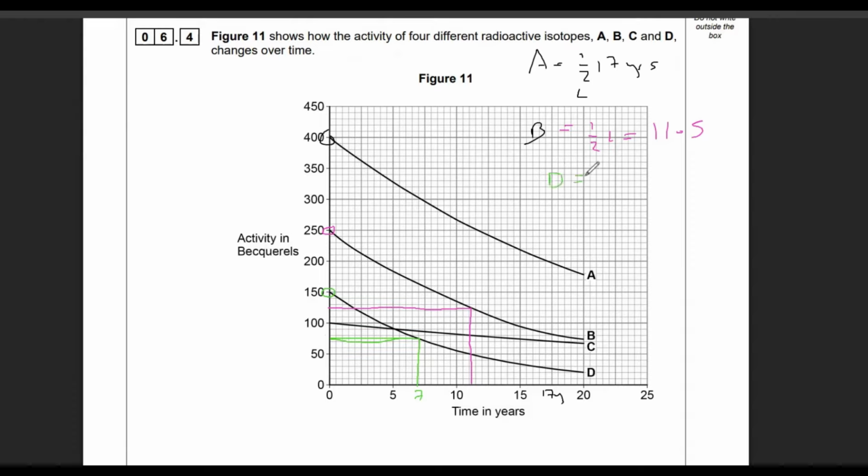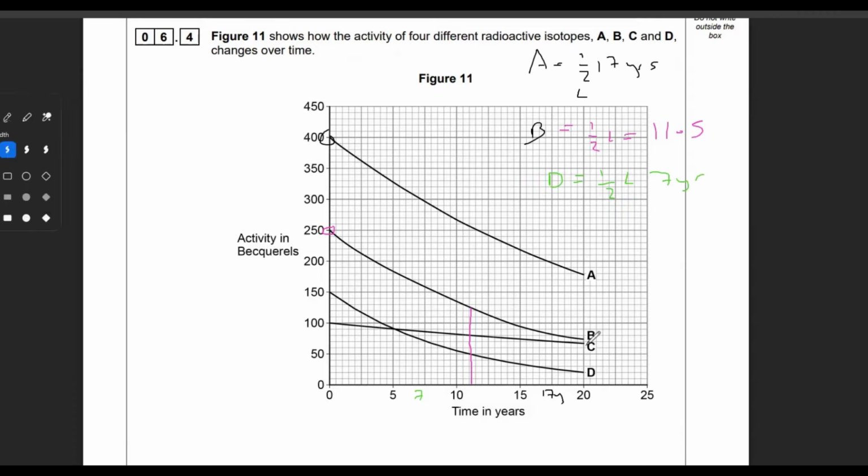D's half-life is 7 years. So out of A, B, and D, I've got a feeling C, folks, is the most stable. Check it out, it barely moves. It starts at 100. After 20 years, is it at half? It's not even down to 50. So C has a big fat half-life.